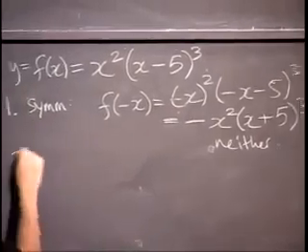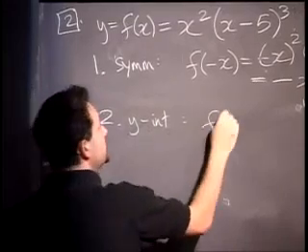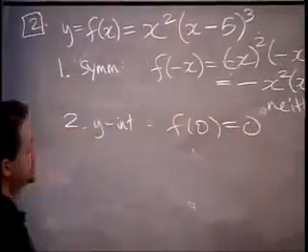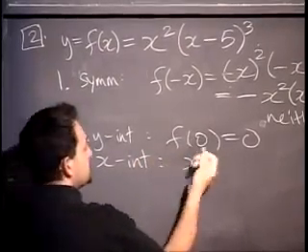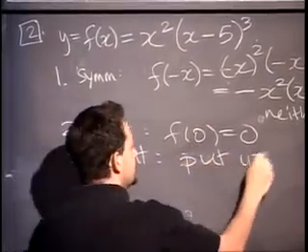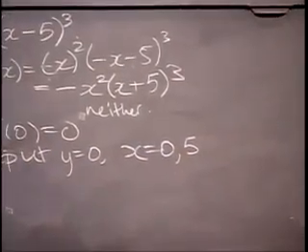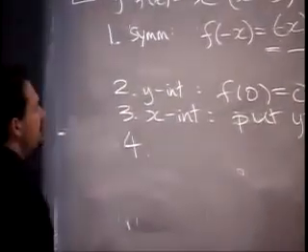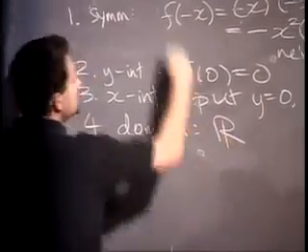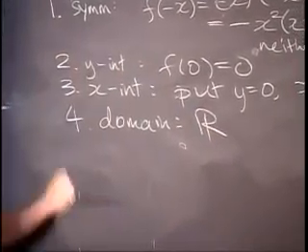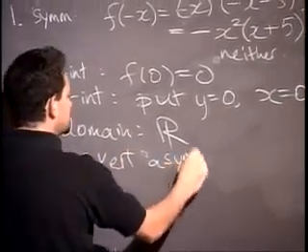Now, step 2, y-intercept: f of 0 is 0. Just plug in 0, you get 0. So there's a y-intercept at x equals 0. The x-intercepts, again, put y equals 0, and you see that x has to be equal to 0 or 5. This is nothing new here. Step 4, well, that is to find the domain, and it's clearly everything. There's no number that you can plug in and cause a screw-up. So it's everything, and therefore there are no vertical asymptotes.